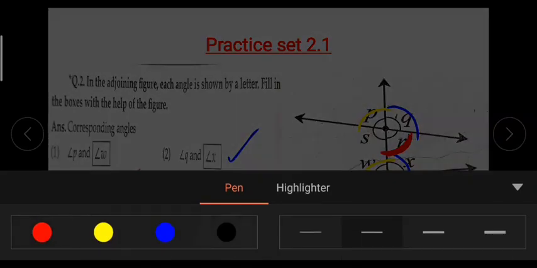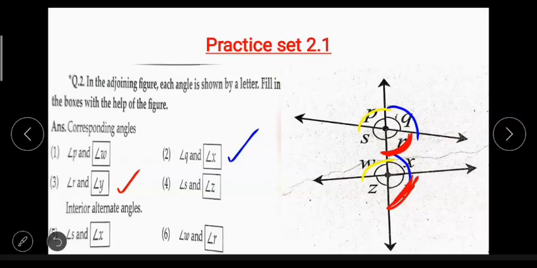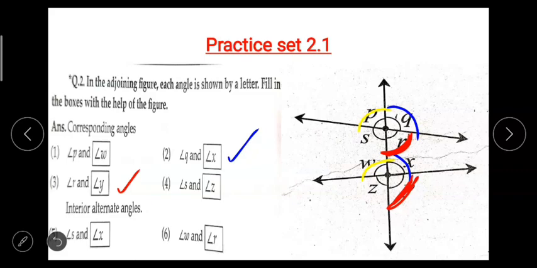Now I am using black color. Angle S. See here, angle S. Its corresponding pair is Z. So we have got the corresponding angles also. Clear everybody?